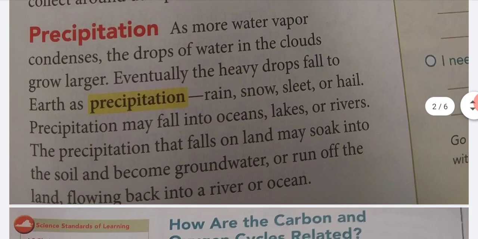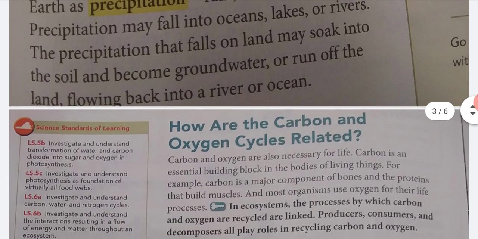Precipitation. As more water vapor condenses, the drops of water in the clouds grow larger. Eventually, the heavy drops fall to the earth as precipitation: rain, snow, sleet, or hail. Precipitation may fall into oceans, lakes, or rivers. The precipitation that falls on land may soak into the soil and become groundwater, or run off the land, flowing back into a river or ocean.